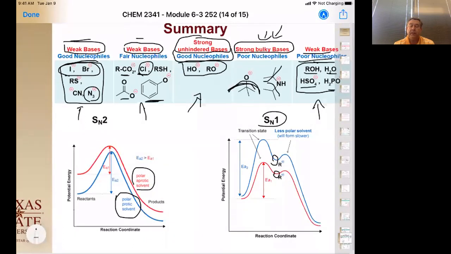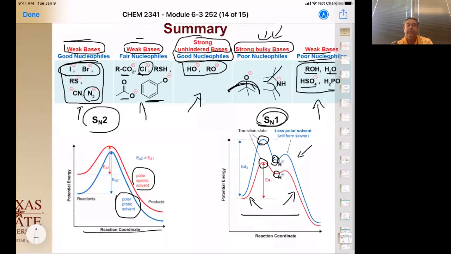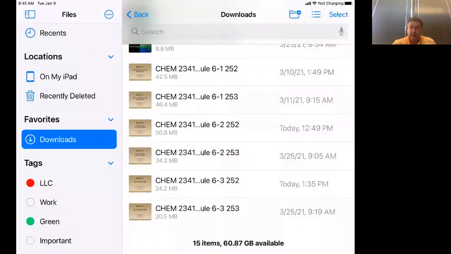In polar protic solvents, the more polar the solvent is, the faster they go, because it is easier to get through that transition state. The less polar, it can't support the ion as it's leaving, which gives a much higher transition state to form your intermediate. SN1 reactions always have two humps. SN2 reactions always have one. All right, questions on that? Okay, I think that is that.